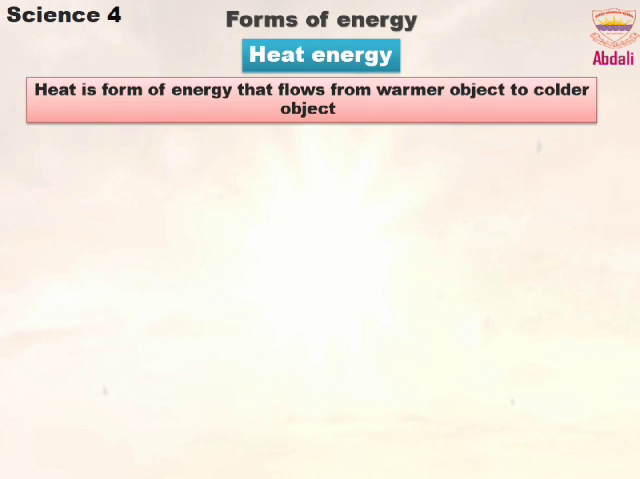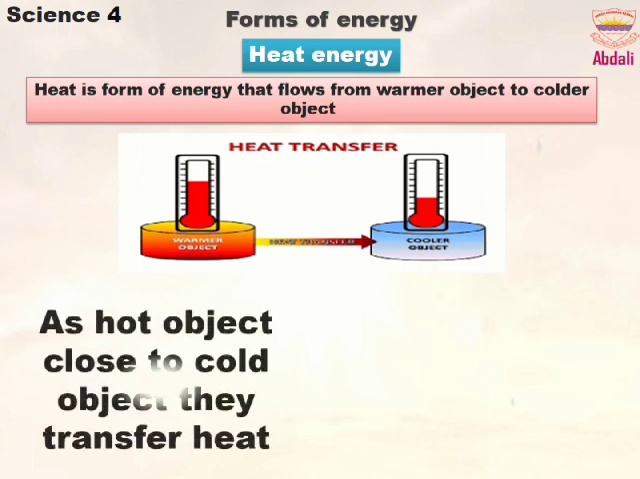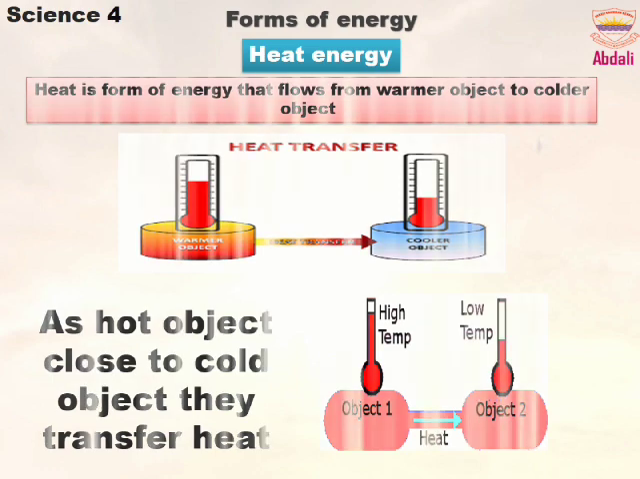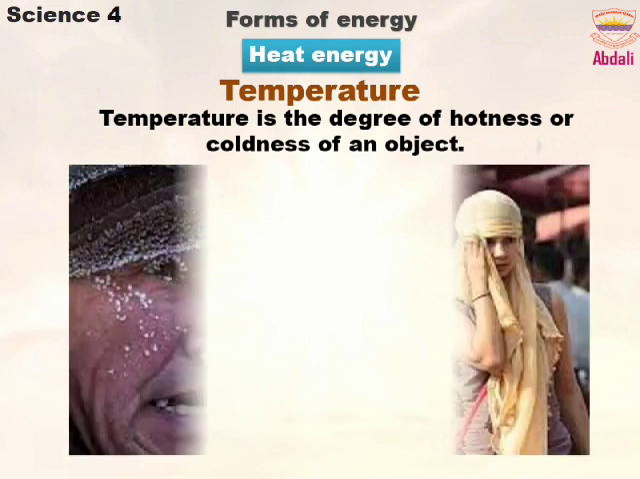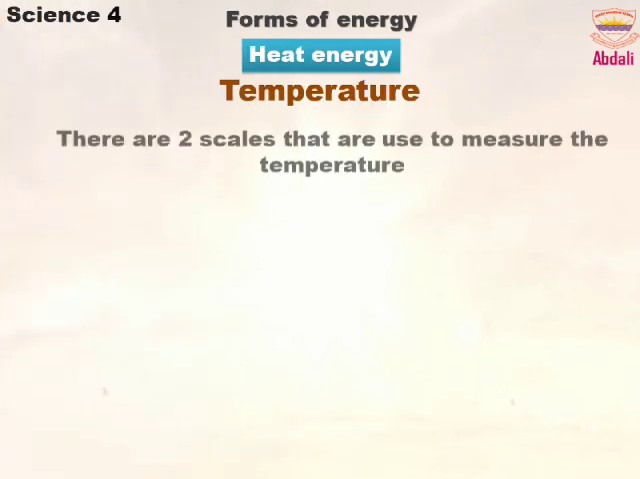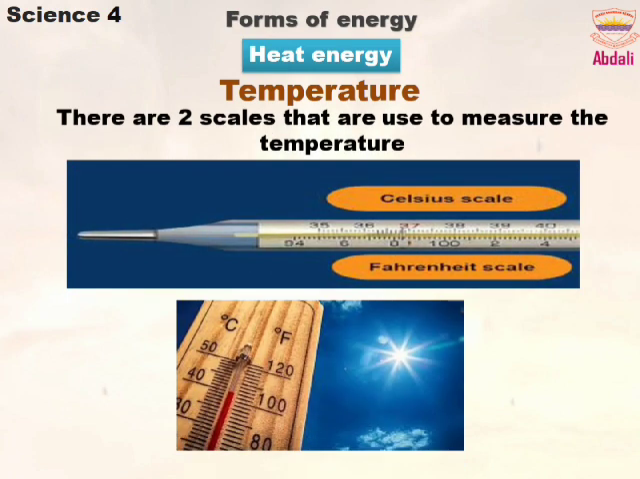Heat is the form of energy that flows from warmer object to colder object. As hot objects come close to cold objects, they transfer heat. Temperature. Temperature is the degree of hotness and coldness of an object. There are two scales that are used to measure the temperature: Celsius scale and Fahrenheit scale.